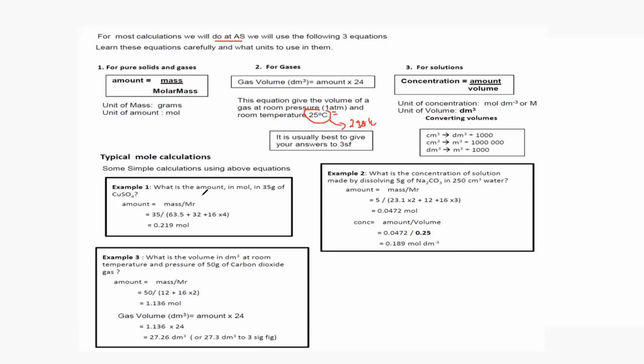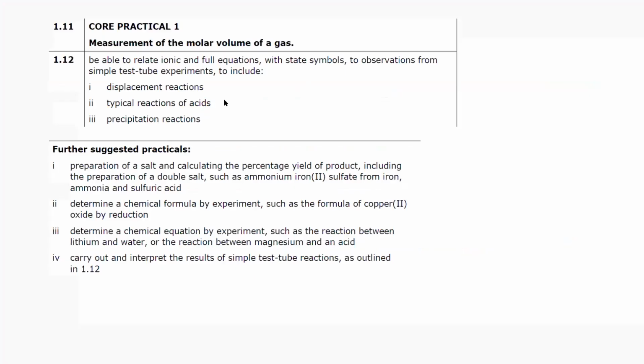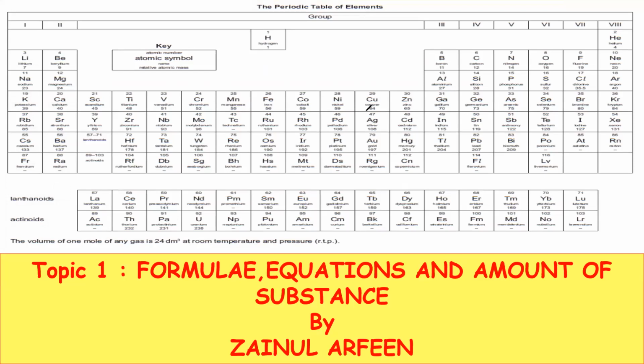The first example: what is the amount in mole for 35 grams of copper sulfate? The mass of a solid is given, so we use the first formula: moles equal mass in gram divided by molar mass. So mass in gram is 35. What about the molar mass? We have to check the periodic table. Copper sulfate is CuSO4. You can see the mass of copper 64, sulfur 32, and oxygen 16. So when working out the molar mass of copper sulfate, copper is 64 plus sulfur is 32 plus oxygen is 16 multiplied by 4.